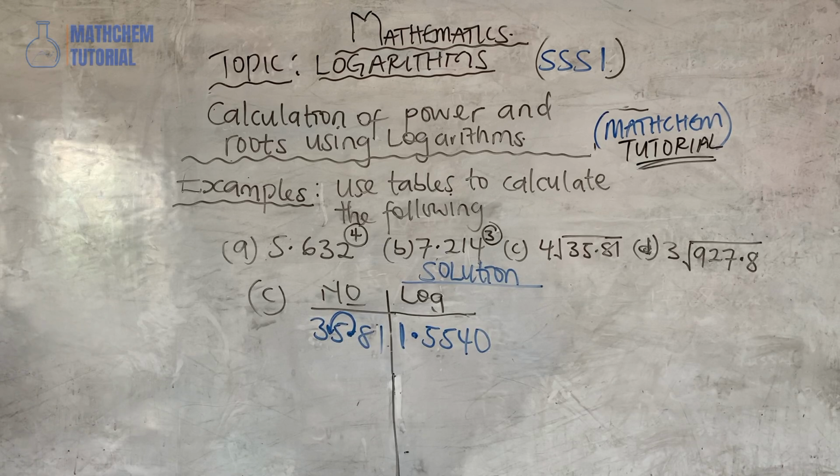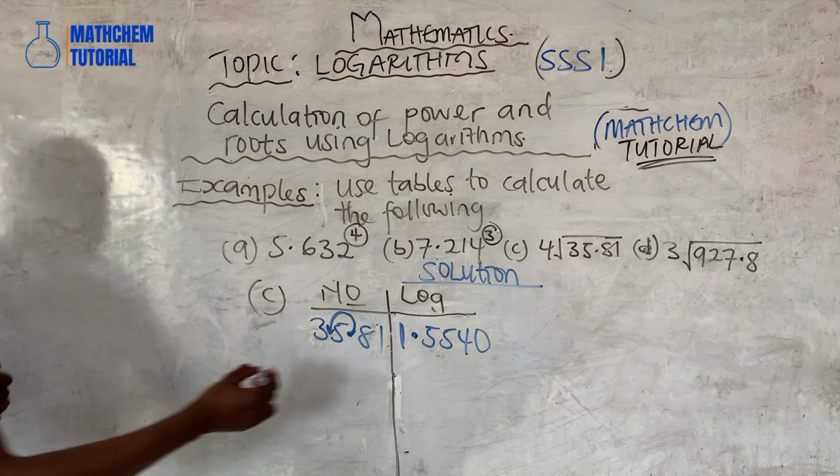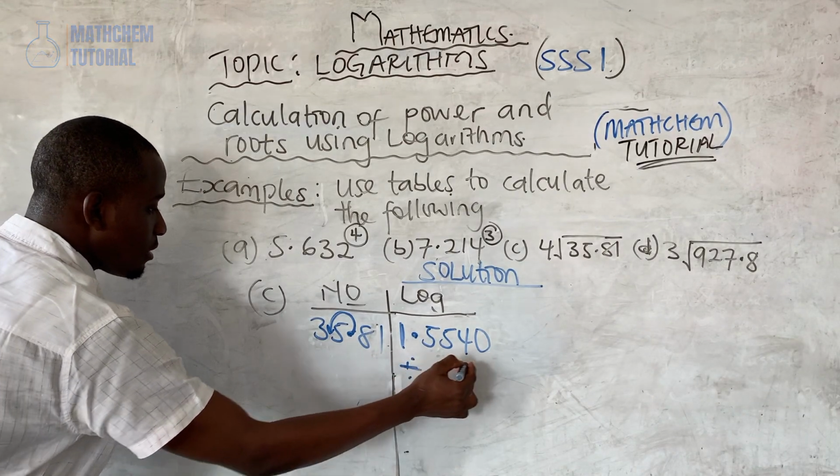Now, the principle of power and roots is that if it is power, you multiply. Like this example A is power, we multiply. Example B is also raised to power, we multiply. But example C and D, which is root, what are we going to do? We are going to divide. So I will divide 1.5540 by 4. So let's divide. Divided by what? By 4.